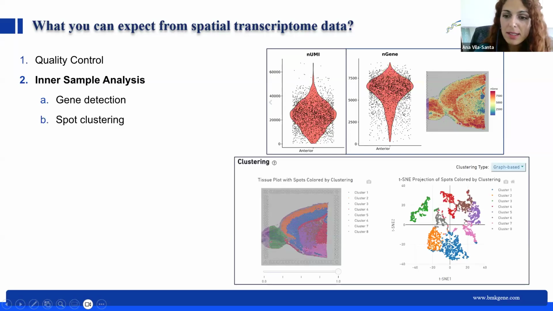So just a reminder, this means that we look at all the spots and we find the ones that have similar transcriptional profiles, and we cluster them together. And we can analyze them or look at them using these reduced dimensionality graphs, such as this one on the right. And we can see how the different clusters are closer together or not. Or we can also look at the tissue and see how the different clusters are interspersed within the tissue.